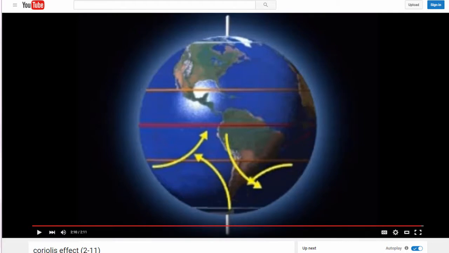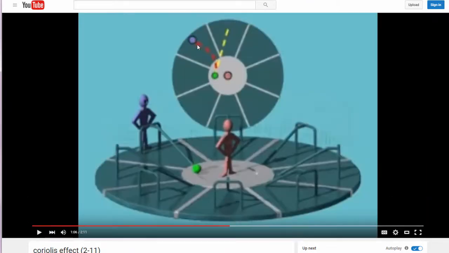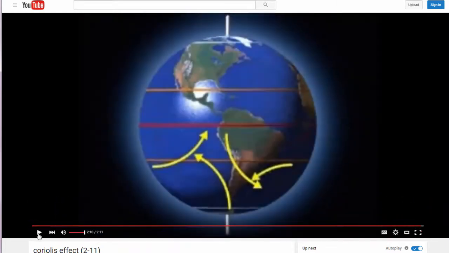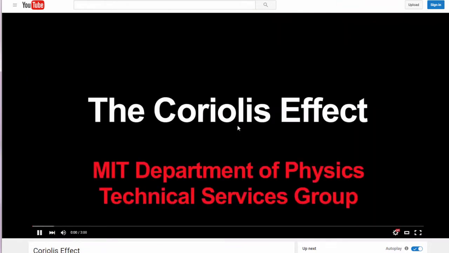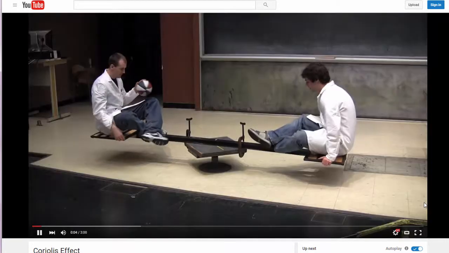Okay, next I have a video from MIT. If you found the two simultaneous lines plotting the trajectories in the rotating and non-rotating reference frames confusing, I have a video here from MIT that shows them separately. I'm not going to show the whole thing, but just a couple of pieces.